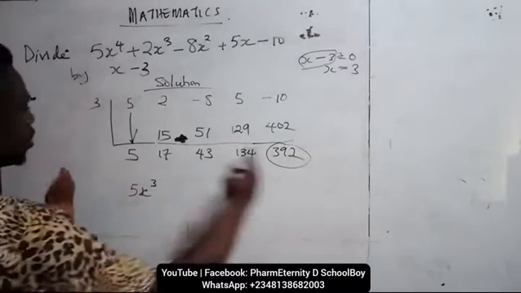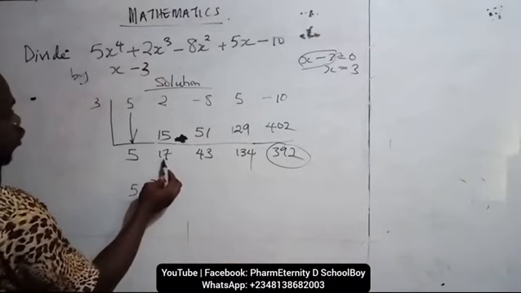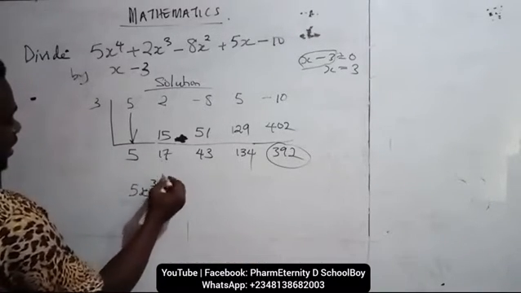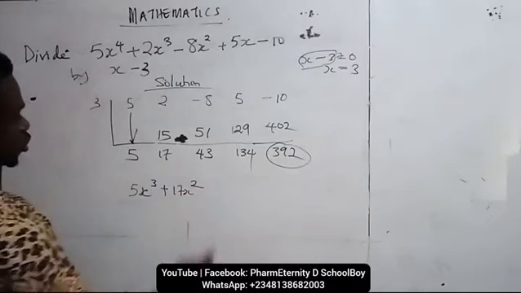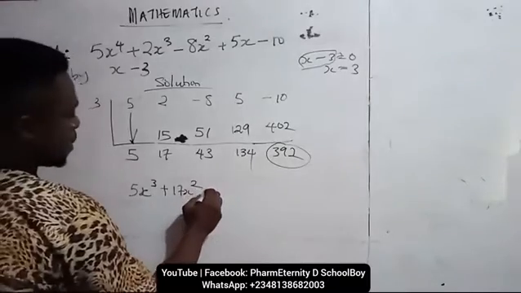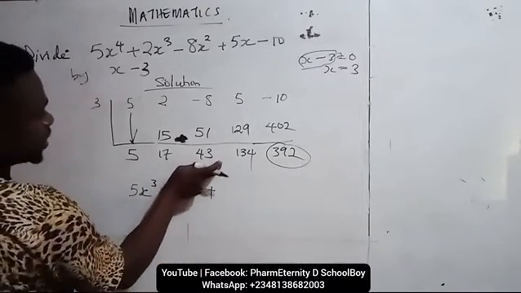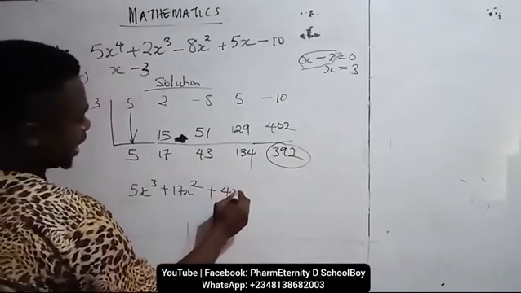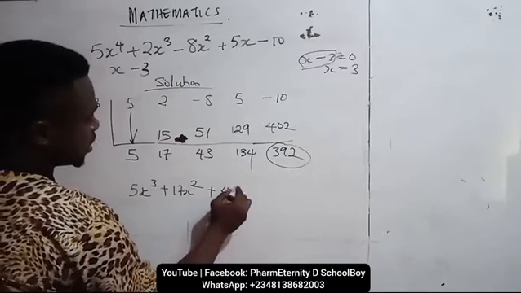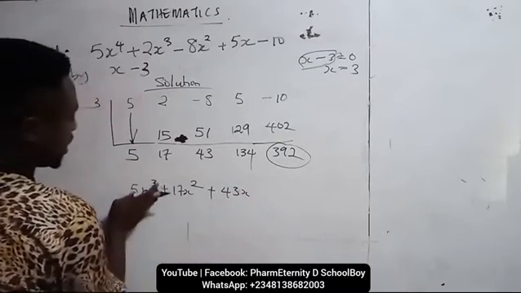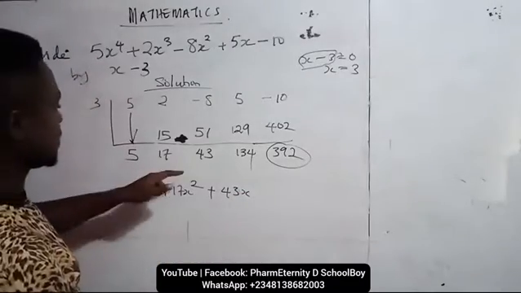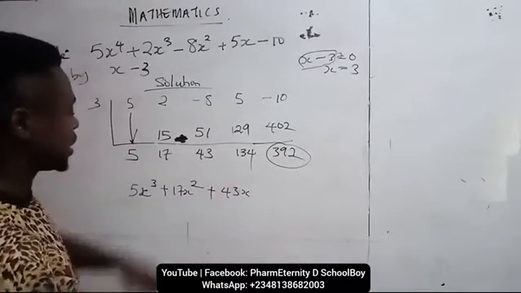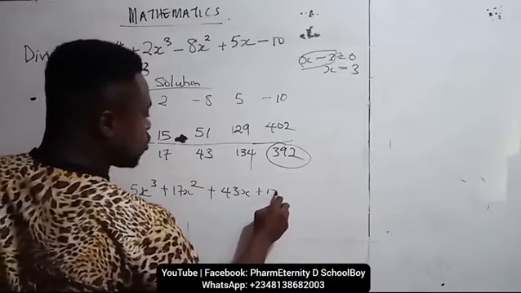Now, in that order, what we have here is plus 17x raised to the power 2. Then plus 43x, in descending order 3, 2, 1. Then here we have 134.